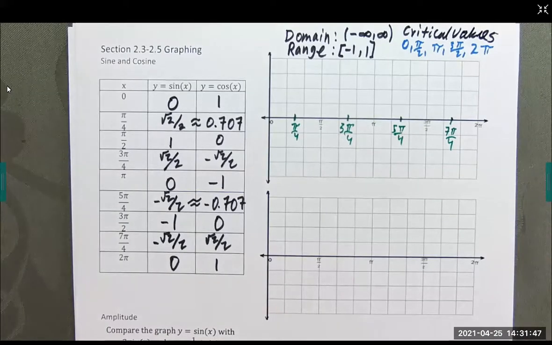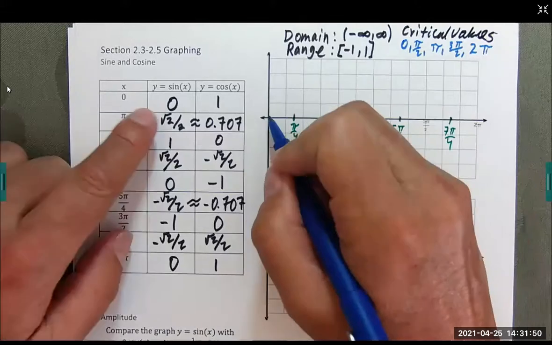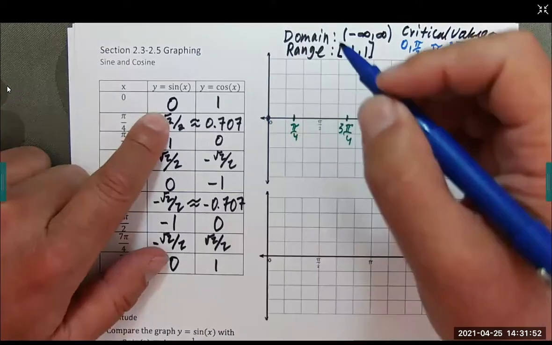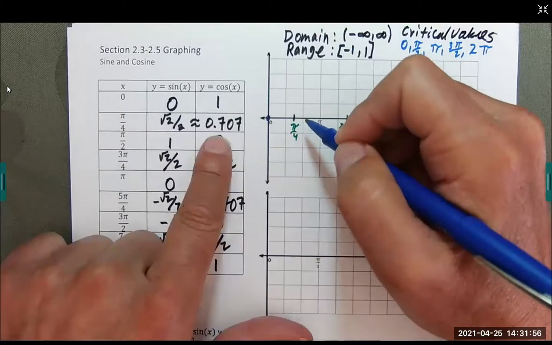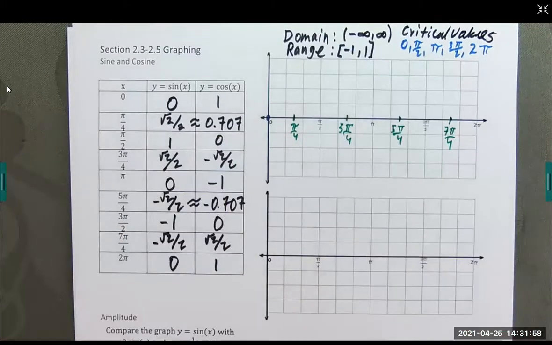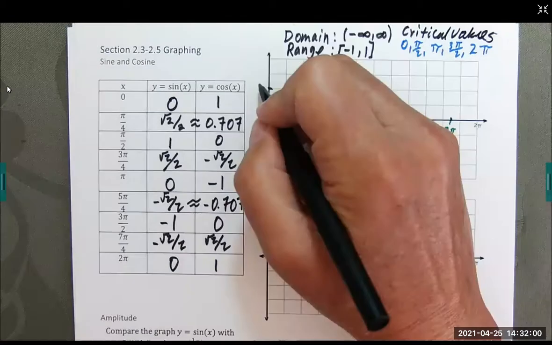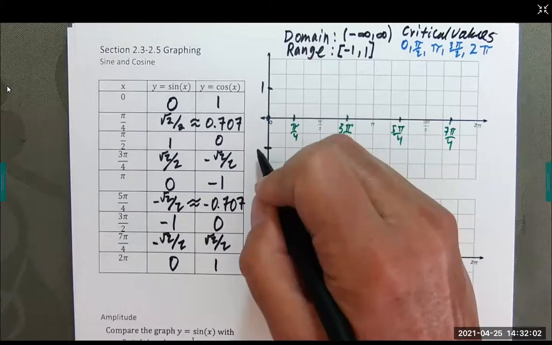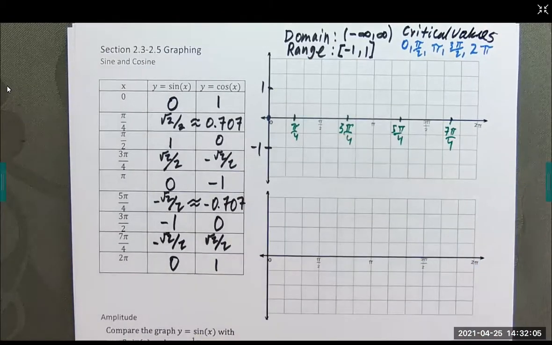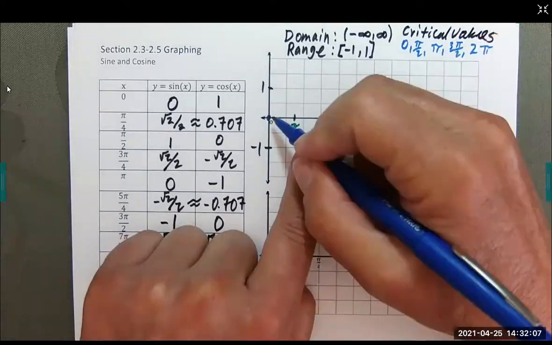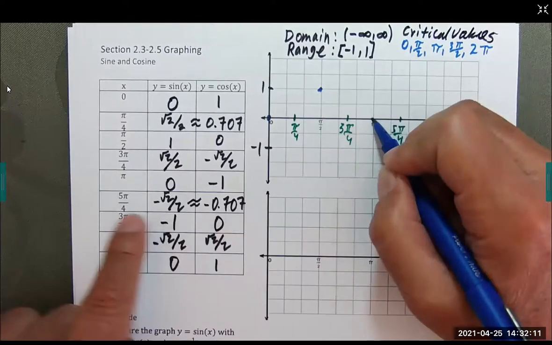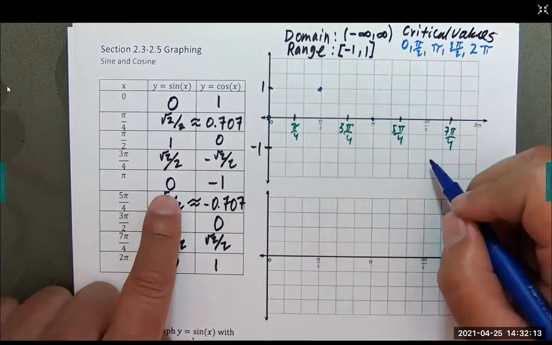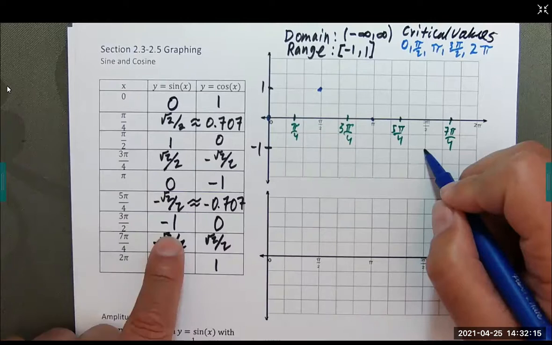So here is our sine wave. We start down here at 0, 0. I'm going to label this as 1, and down here as negative 1. So I'm going to go to my critical value. I start down here at 0. I go up to 1. I go back down here to 0 when I'm at pi. Then down to negative 1 at 3 pi over 2. And then back to 0 at 2 pi.